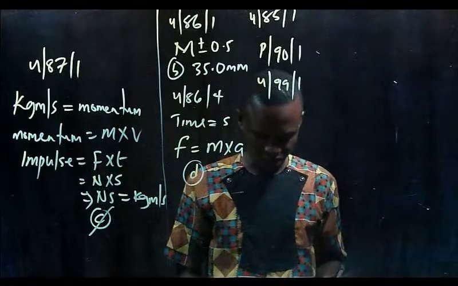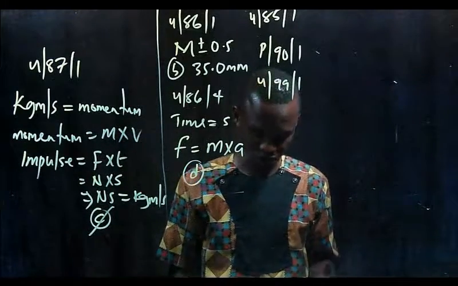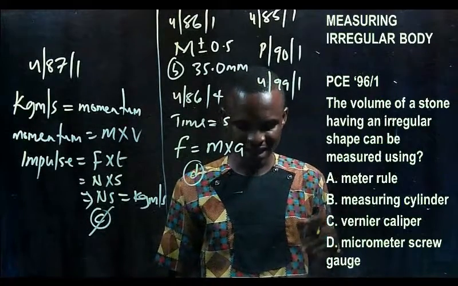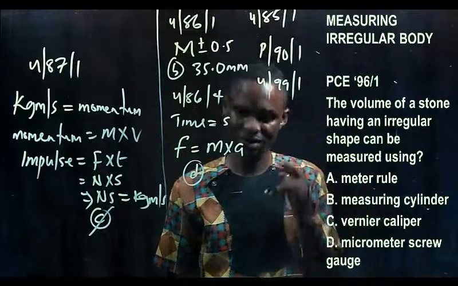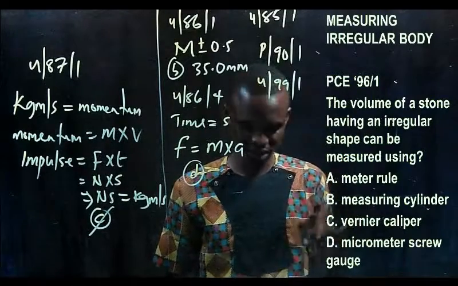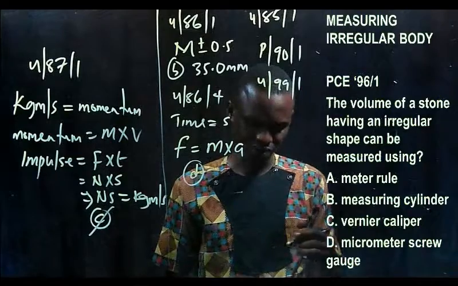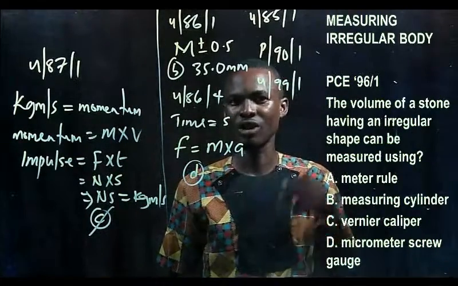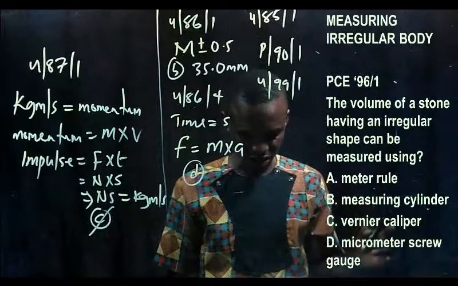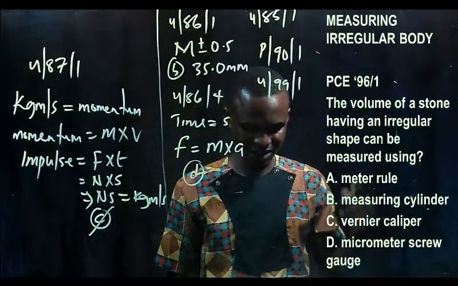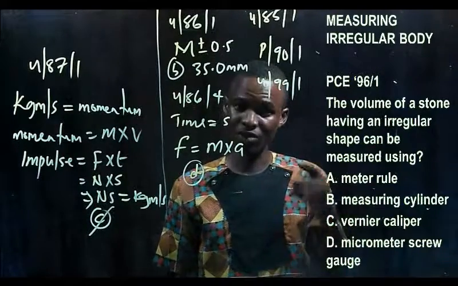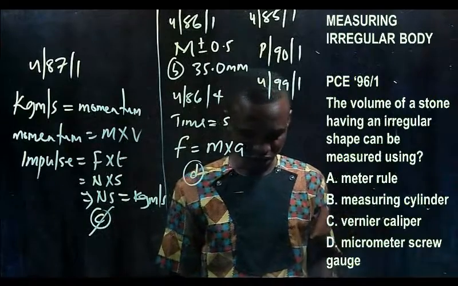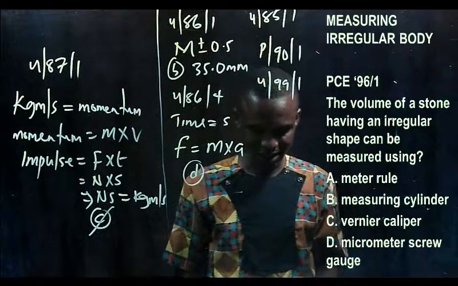The first one we see here is PCE 96 question 1. The question is, the volume of a stone having an irregular shape can be determined using, now if you followed my explanation, to measure the volume of an irregular shape body, you use Eureka can or a measuring cylinder. So option A, meter rule, no. B, measuring cylinder, which is of course the answer. And C, vernier caliper, that's wrong. D, micrometer screw gauge. Now, the correct answer is measuring cylinder.